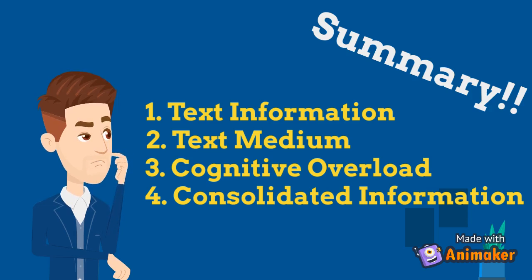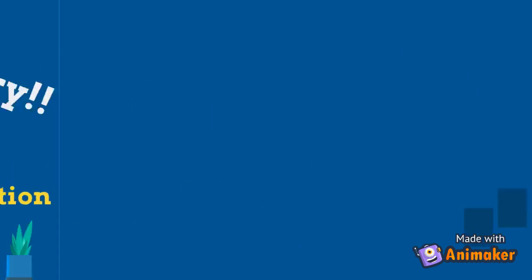And number 4, consolidated information. Consolidated information is information that is evaluated and compressed from relevant documents in order to provide definite user groups with reliable and concise information in usable form.